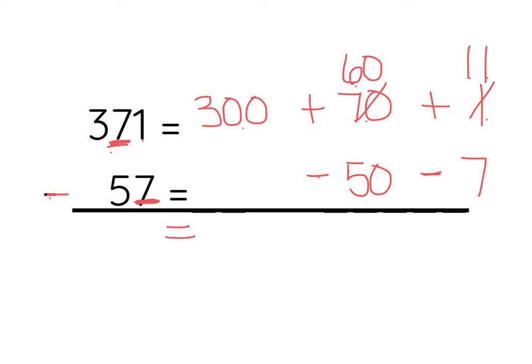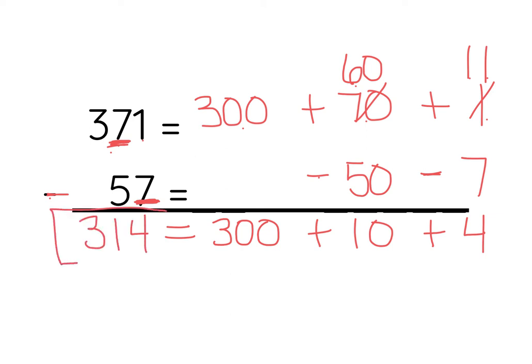Now I can subtract. 300 minus 0 equals 300. 60 minus 50 equals 10. 11 minus 7 equals 4 for 314. Great job. And we knew it would still be in the 300s because I had a 371 and I was subtracting less than that, 71. So my answer had to be in the 300s.